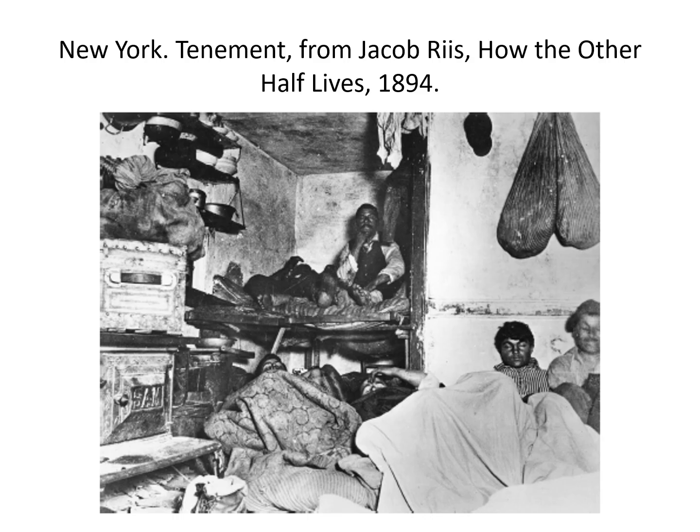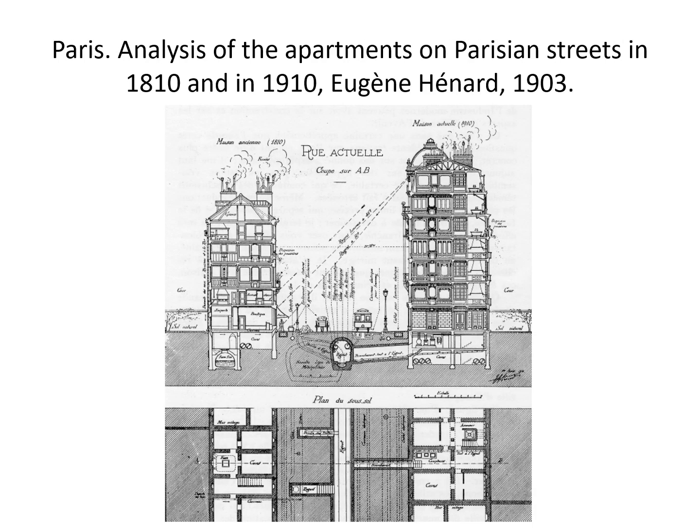However, the Anglo-American middle class dreamed of either living in a wider row house or, better yet, owning a detached dwelling or bungalow. This image depicting a tenement from Jacob Riis, How the Other Half Lives, 1894, in New York. This graphic depicts analysis of the apartments of the Parisian streets in 1810 and in 1910, Eugène Hénard, 1903.